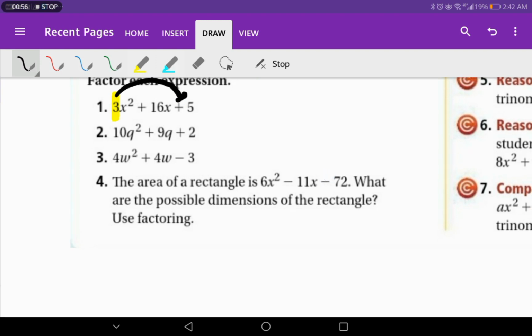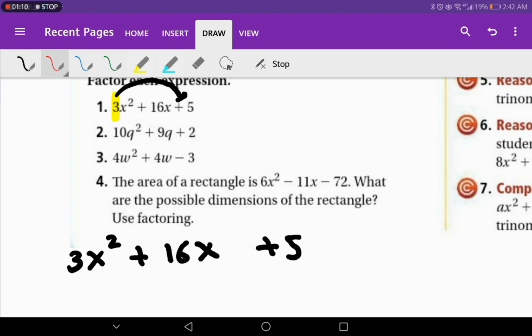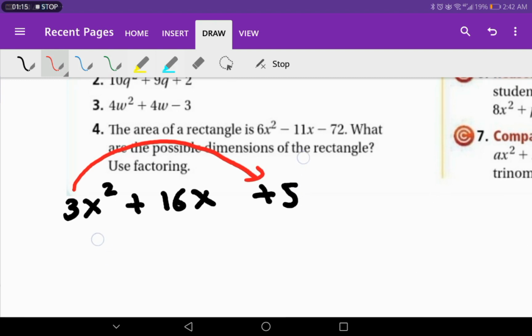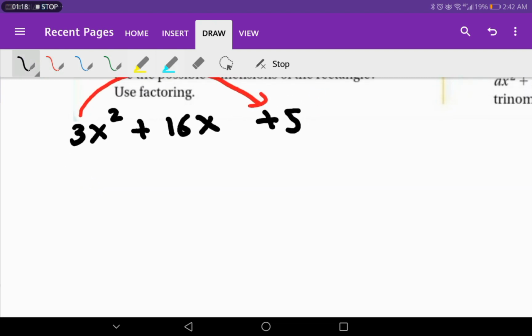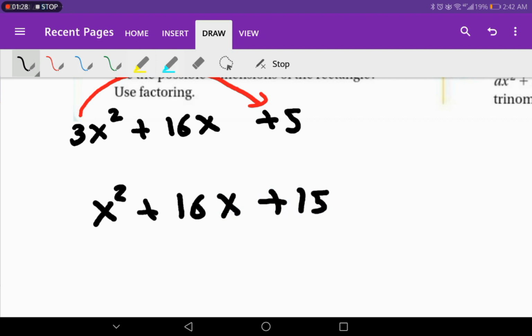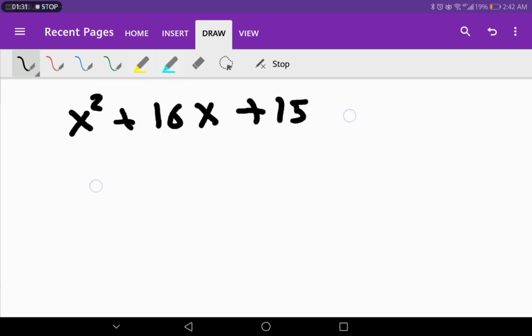So I will rewrite the equation. It was 3x squared plus 16x plus 5. So as I said, you have to multiply this by the constant term. This is the first step. So it will be like this. You have to consider it like this. Now you can factorize as we learned before.